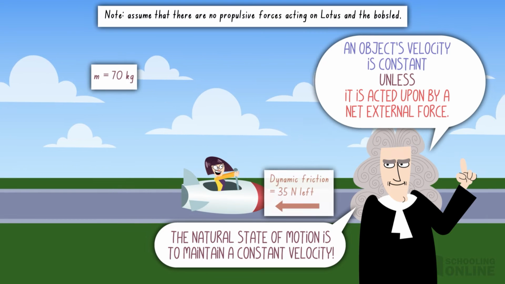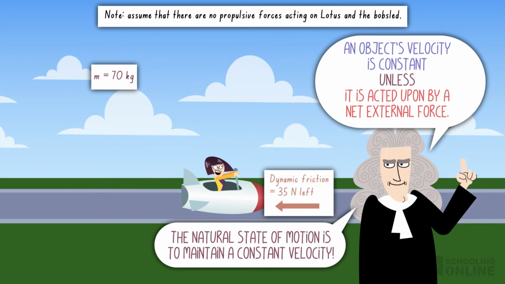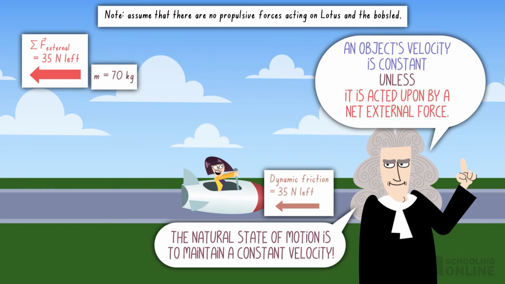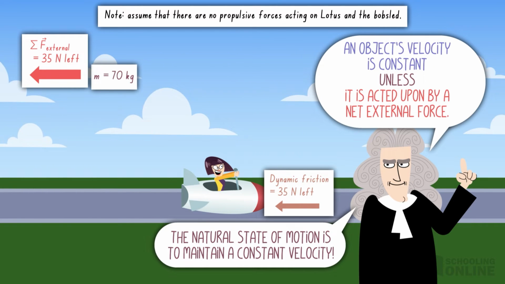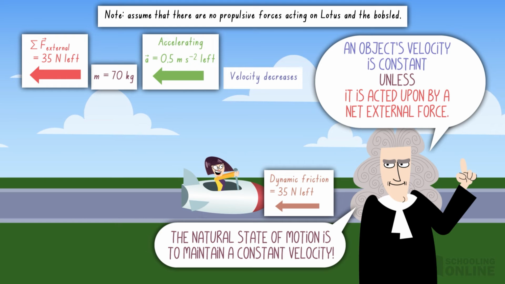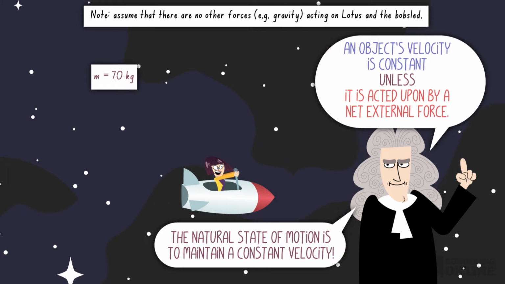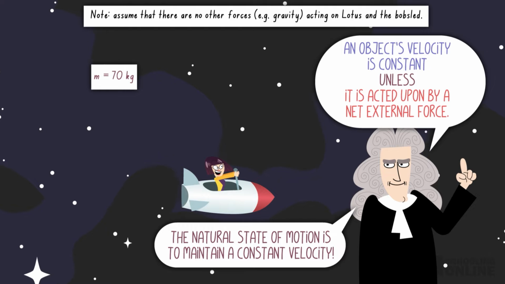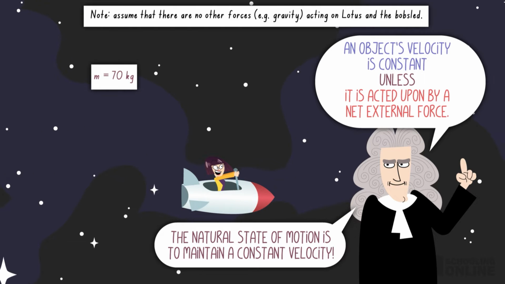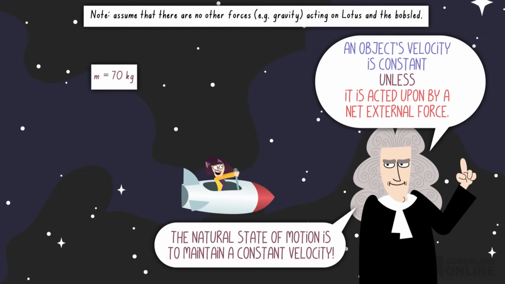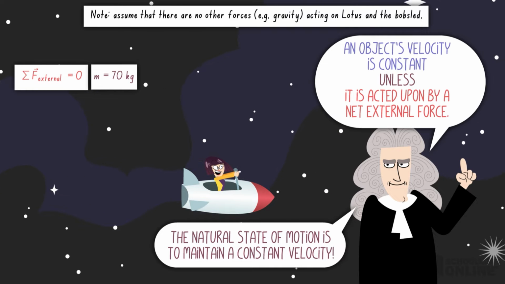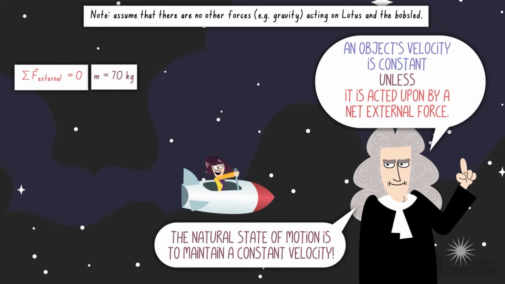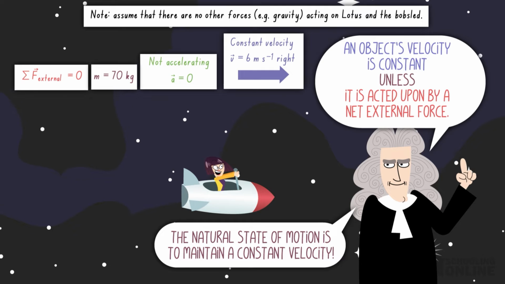On Earth, dynamic friction opposes motion. This creates a net external force, which disrupts the natural state of motion and makes an object slow down. To further emphasise this point, consider an object moving in space. There isn't anything to rub against, so there isn't any friction, and the net external force is zero. Consequently, the object moves at a constant velocity.